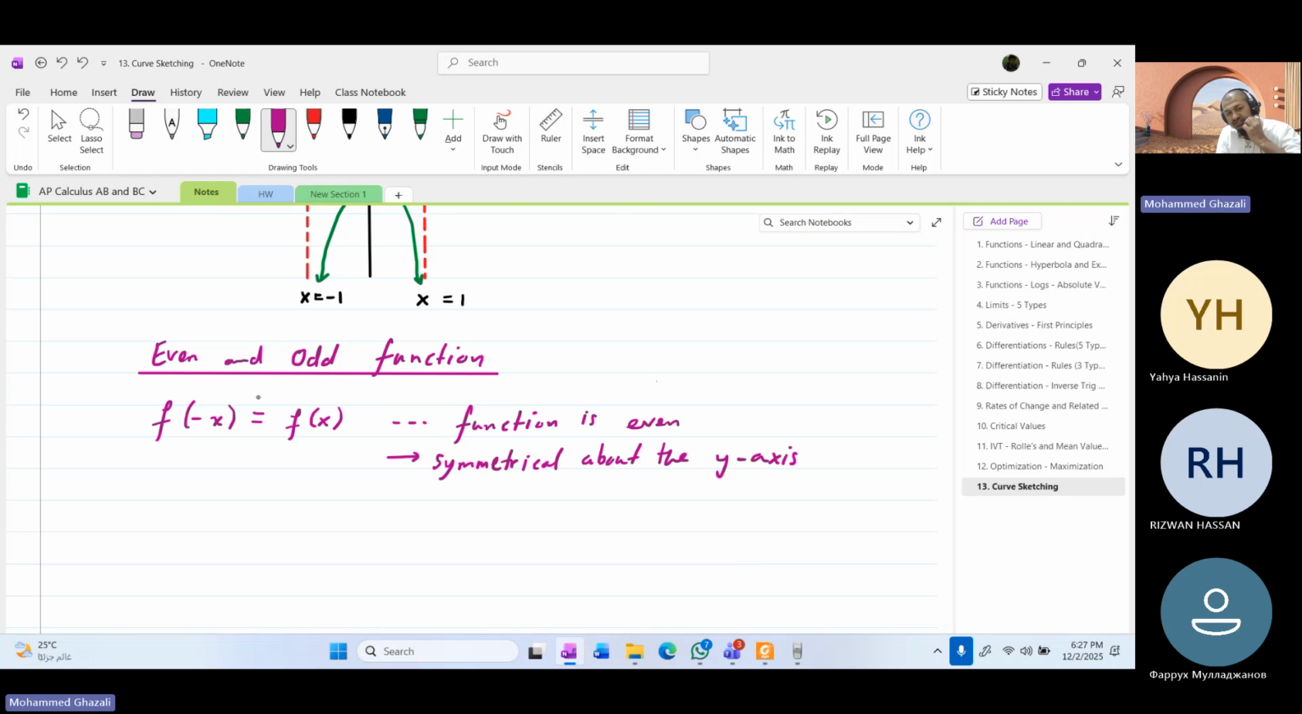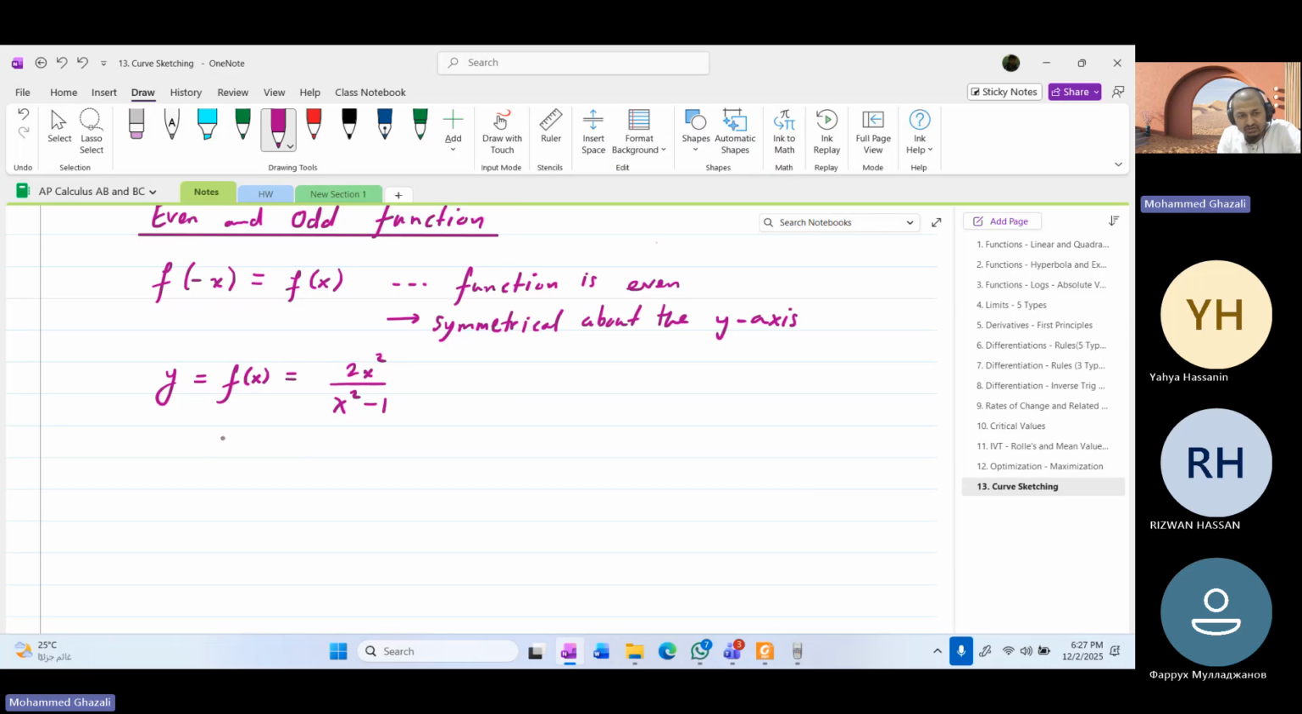So I want to check if this function was symmetrical. I'm going to say y is equal to f of x, and the function was 2x squared over x squared minus 1. I want to check f of negative x, which is 2 times negative x, all squared, divided by negative x squared minus 1.